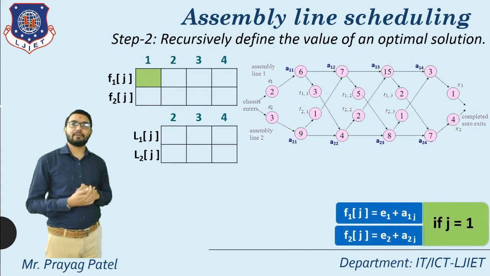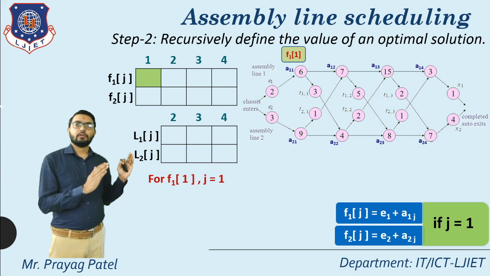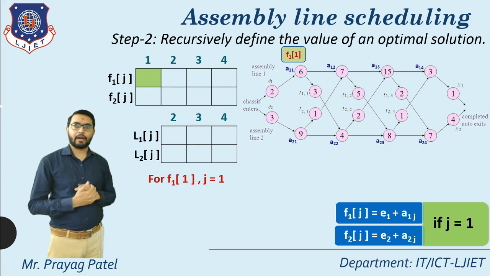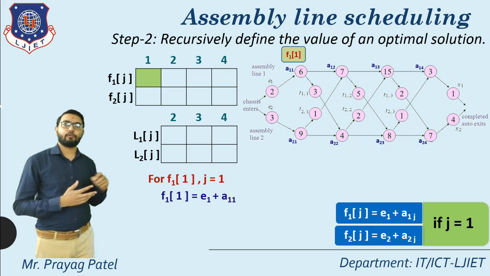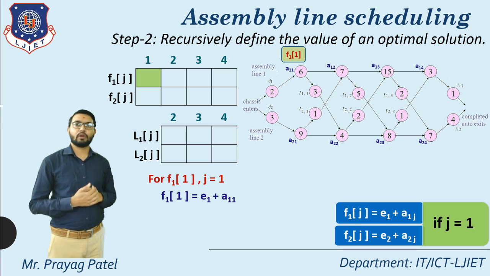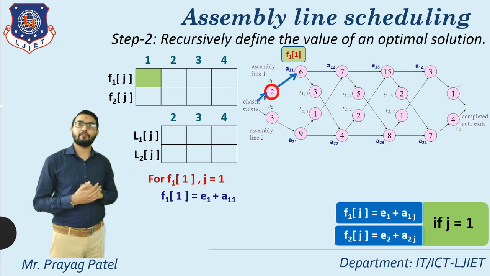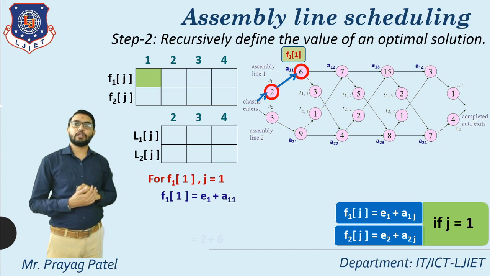Now here consider the example and the initial formula, and according to the initial formula first we find F11. How can we find F11? Consider j equal to 1 for finding F11. So consider the first formula: F1j equal to E1 plus A1j. With j equal to 1, F11 equal to E1 plus A11. What is the value of E1? E1 equal to 2 in this figure. And what is the value of A11? A11 equal to 6. So the value is 2 plus 6 equal to 8.